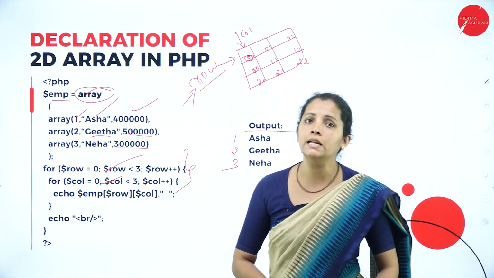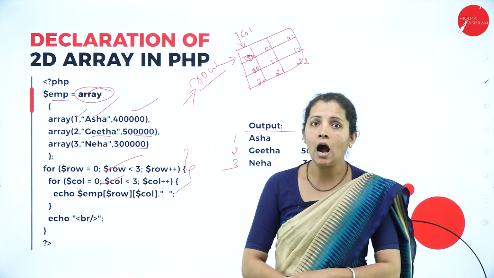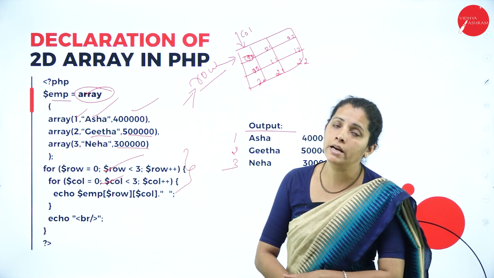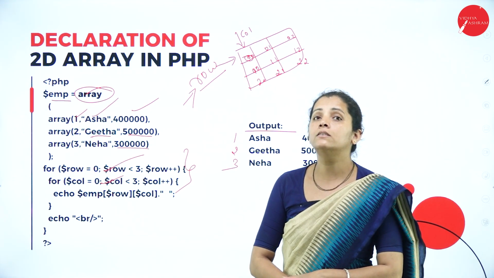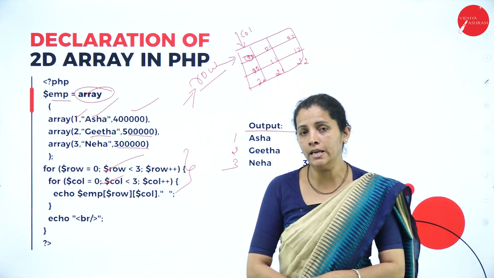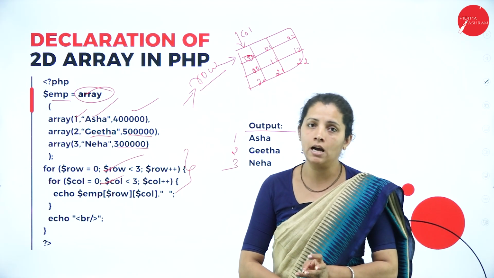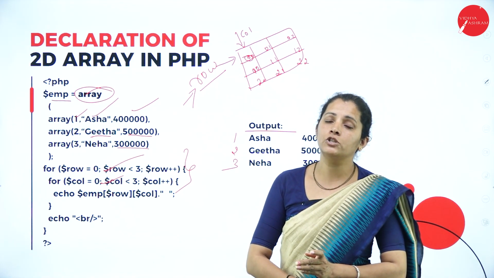Anyway, dear student, in today's session I started with what an array is and how we can create an array in PHP. Along with that, the 3 different types of arrays supported by PHP: the indexed array, associative array and multi-dimensional array.